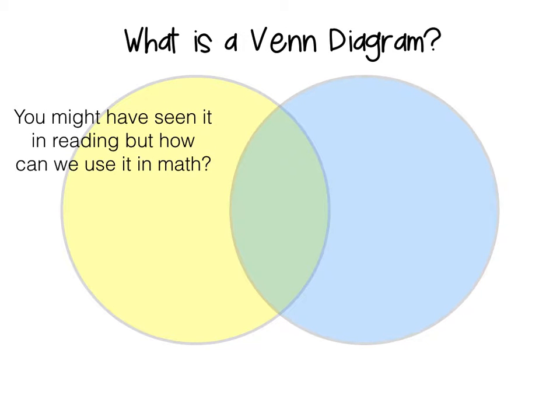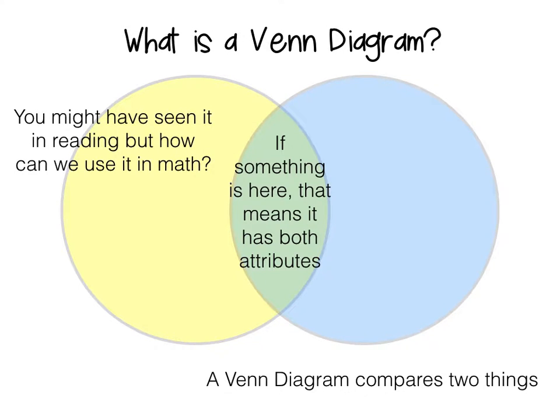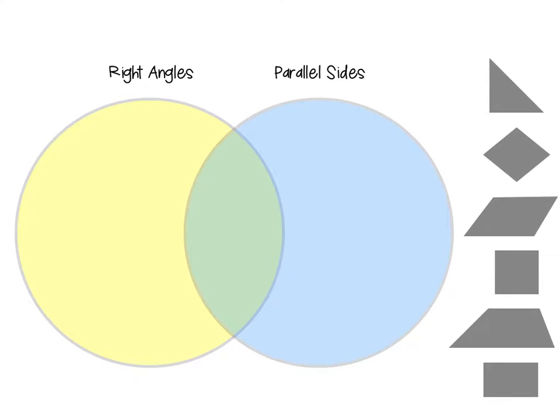You might have seen it in reading, but how can we use it in math? A Venn diagram compares two things. If something is in the middle, it means it has both of those things, both of those attributes. I am going to use this Venn diagram to compare shapes with right angles and parallel sides. So if a shape has a right angle and parallel sides, it's going to go in the middle.